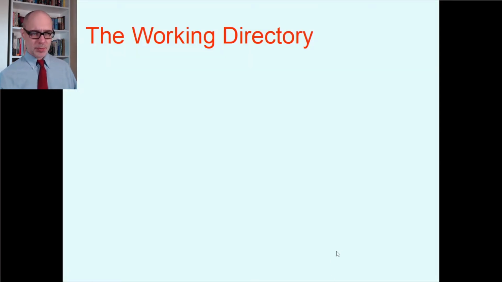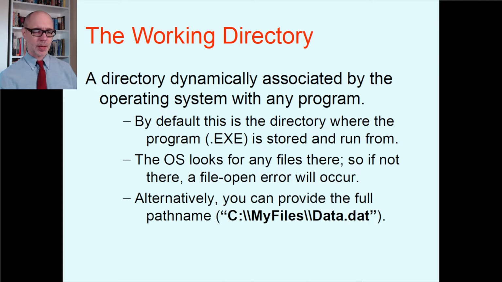Now, a couple details to begin with. First of all, and maybe I should have put this in the prior video actually, there's the concept of the working directory. And directory is the same thing as a folder in operating systems. Directory is the old word and folder is the new word, so to speak. So the working directory is a directory or a folder that's dynamically associated by the operating system with any program. Any program has a home. You might call this the home directory. So when a program is running, it has a particular place where it lives, and that's what we mean by the working directory. By default, this is the folder where your program is stored and being run from.